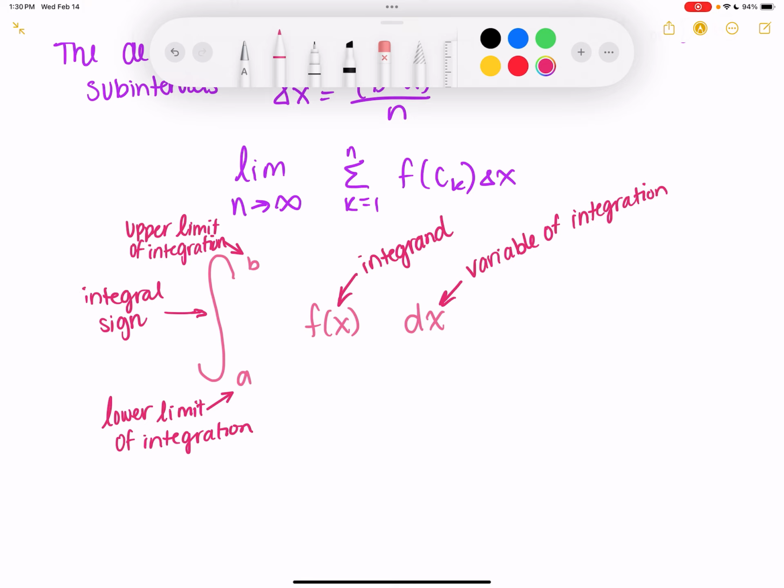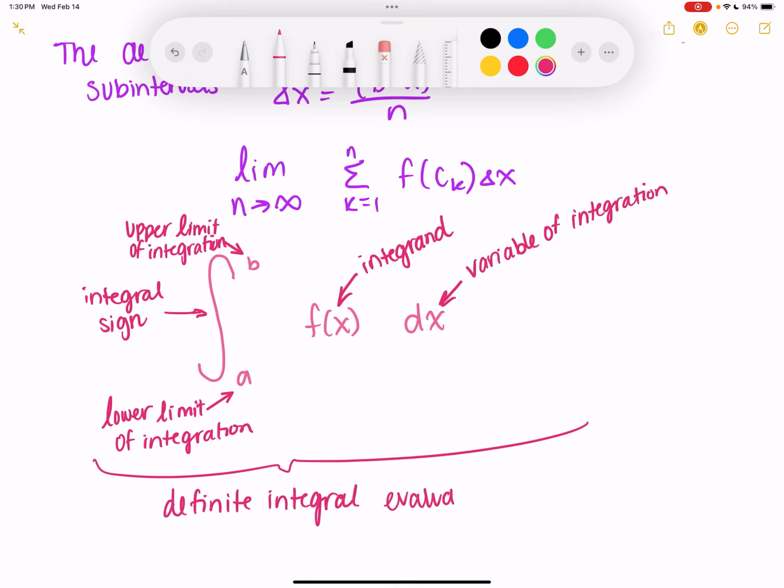All right, now this entire thing is a definite integral evaluated from A to B.